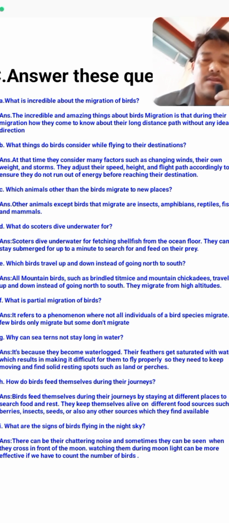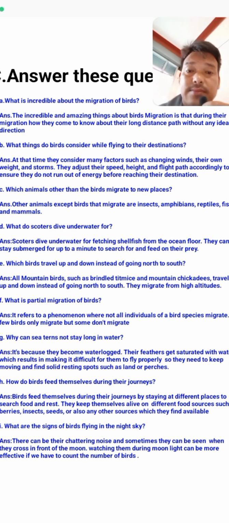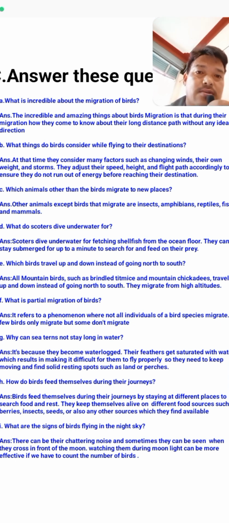So all these animals except birds do migrate to new places in order to look for food and in order to have better shelter. So these animals also migrate. D number is, what do scooters dive underwater for? Scooters dive underwater to fetch shellfish from the ocean floor, and some birds can stay under for up to a few minutes to search for and feed on their prey.